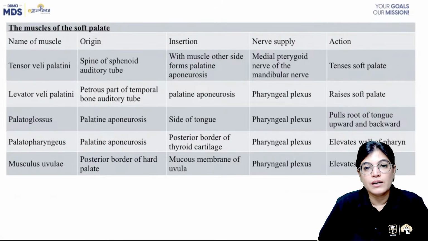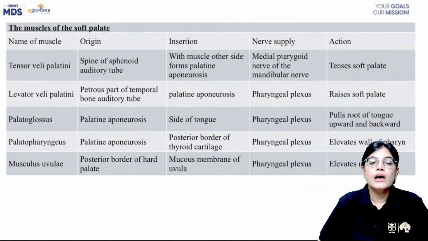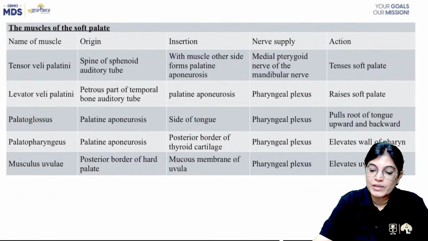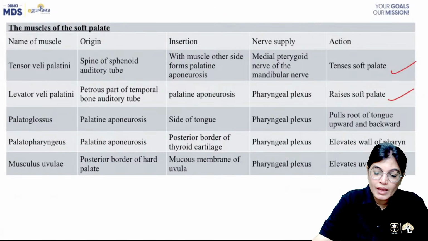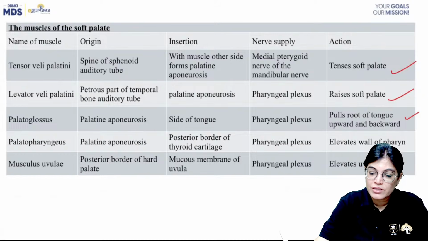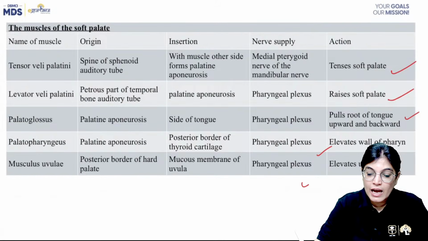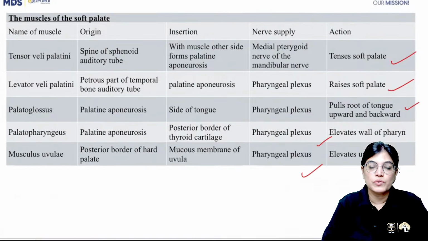The vagus nerve, through the pharyngeal plexus, supplies all of them. Only the odd man out is the tensor veli palatini muscle, which tenses the soft palate and gets its nerve supply from the mandibular nerve, through the nerve to medial pterygoid. Levator veli palatini raises the soft palate. Palatoglossus pulls the root of the tongue upwards and backward. Palatopharyngeus elevates the wall of the pharynx, and musculus uvulae elevates the uvula.